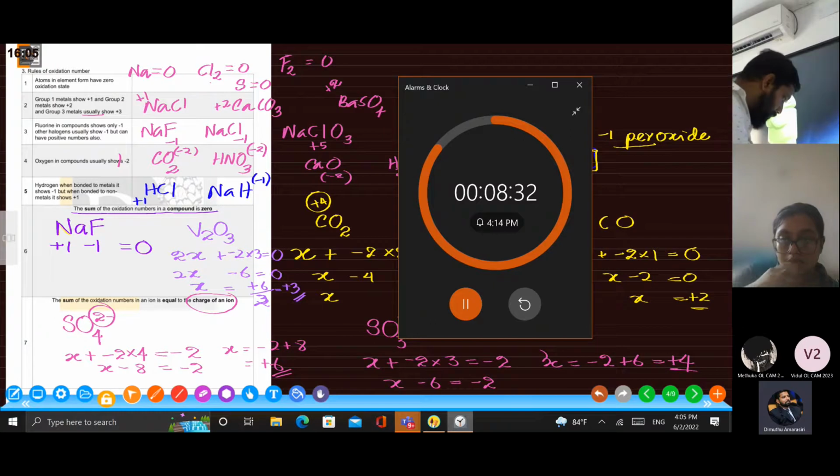The bolded letter is the one that you have to find in a compound.